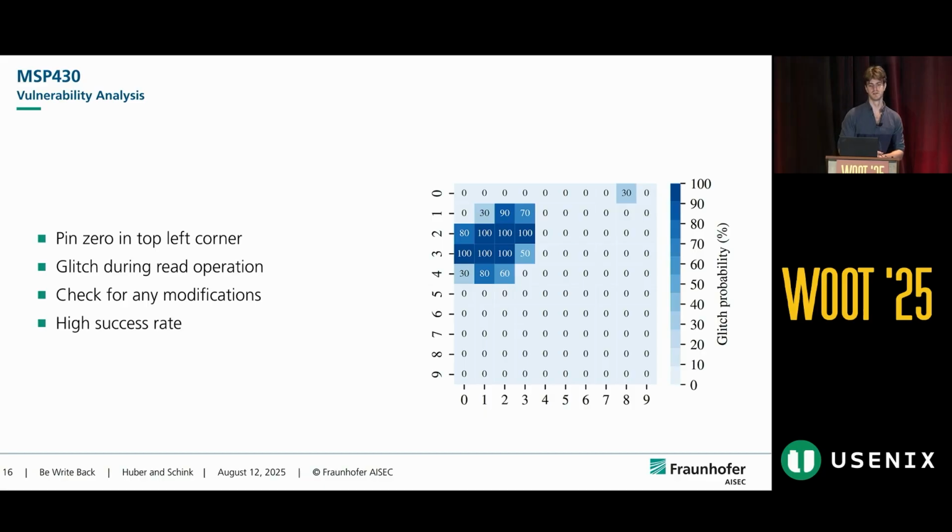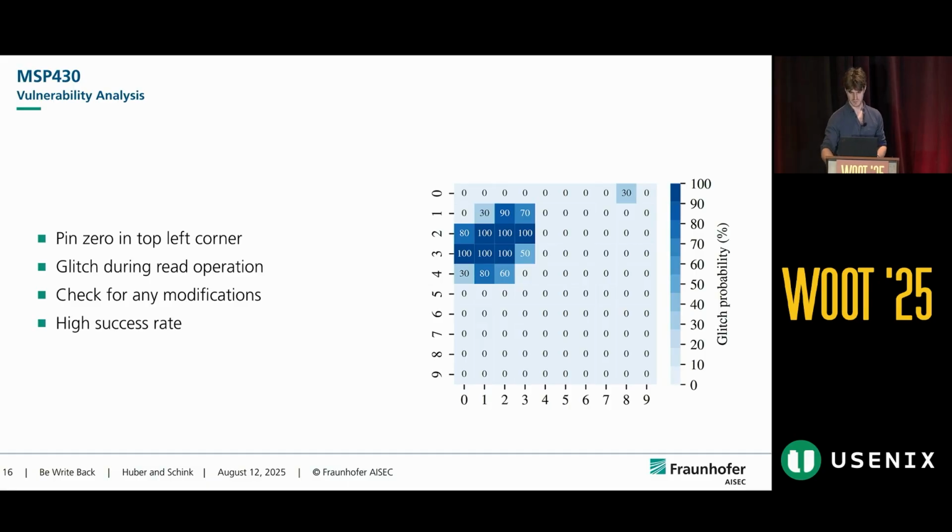Now we perform the vulnerability analysis of the target device. Here we performed a grid scan with the EMFI setup. On the top left, there is pin 0 of the microcontroller. And we just tried to glitch during read operations, and then check the complete memory for any modifications. And as you can see here on the top left, we have a really high success rate, up to 100%.